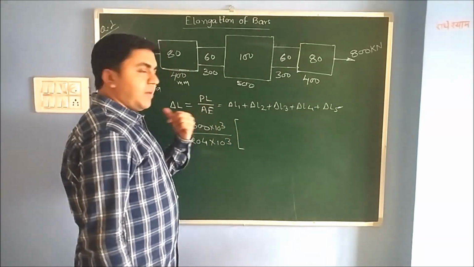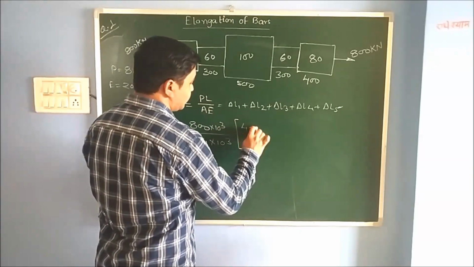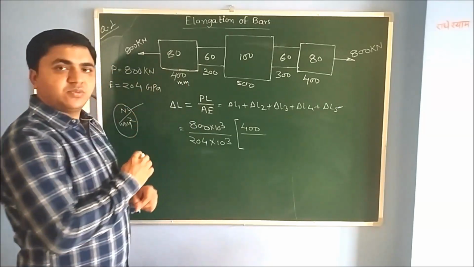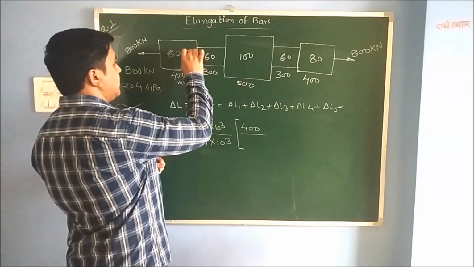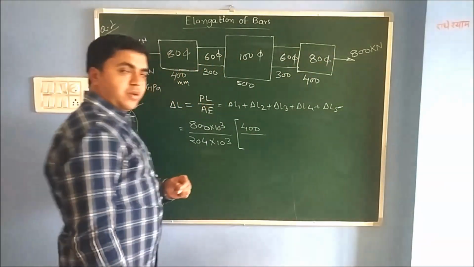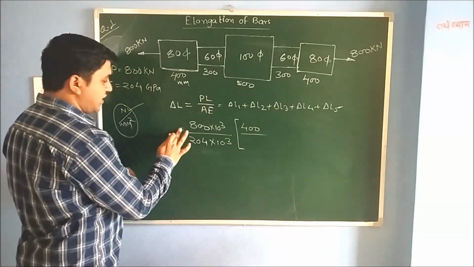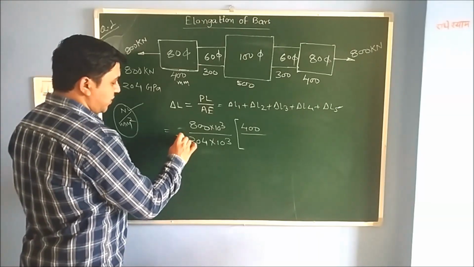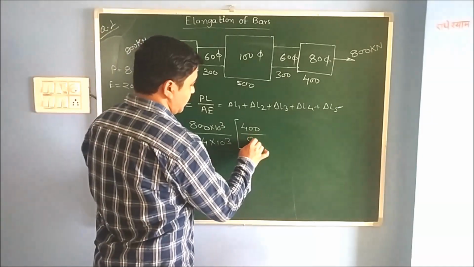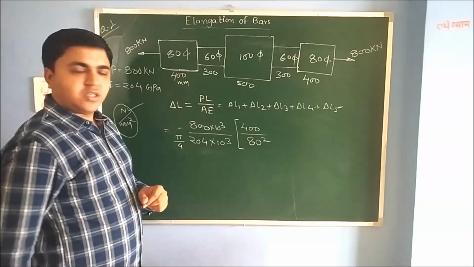Now the L and A part is left. For section 1, the length is 400 upon the area. The 80 given to you is the diameter, so remember it. Since this is diameter, you have to do pi by 4 d square. Pi by 4 is also common, so let's take pi by 4 out. And here you have to do the diameter square: the diameter was 80, so 80 square.